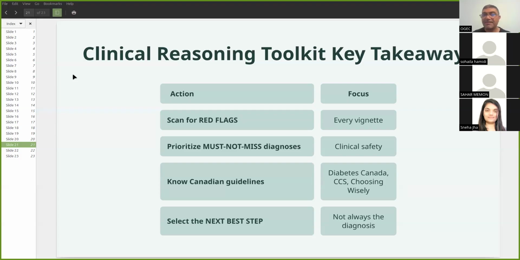So this is the toolkit for clinical reasoning. In every question, we have to scan for red flags. We have to see if there are any, what are the red flags in this clinical scenario.